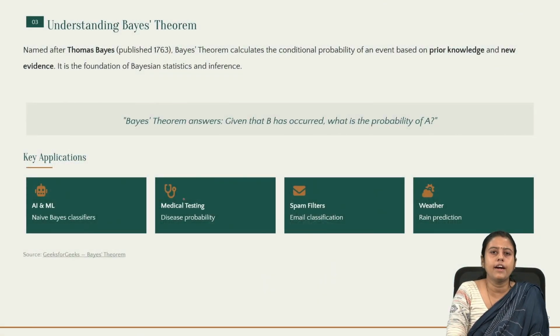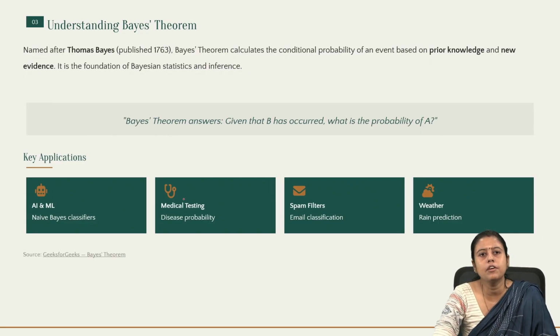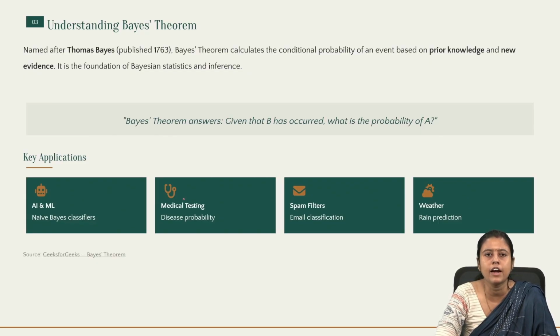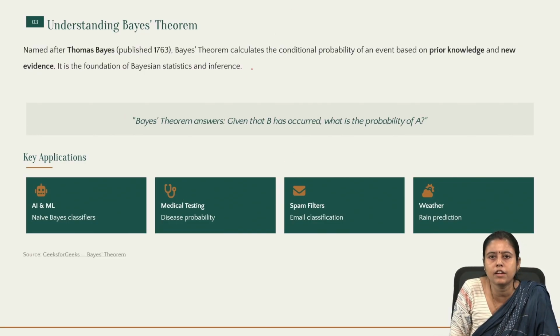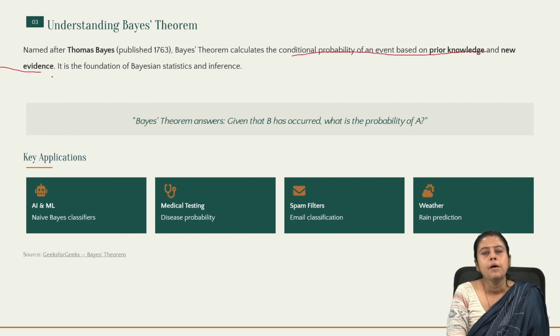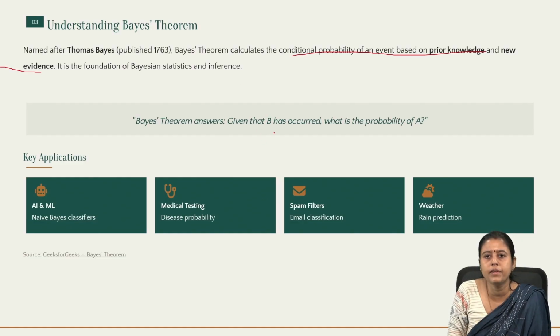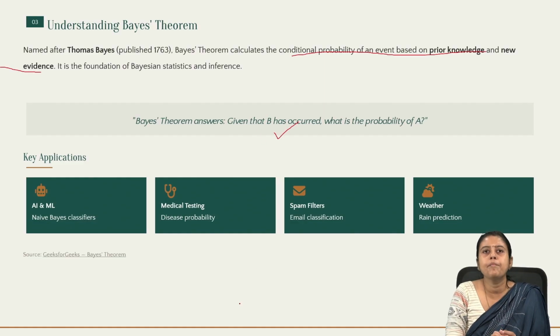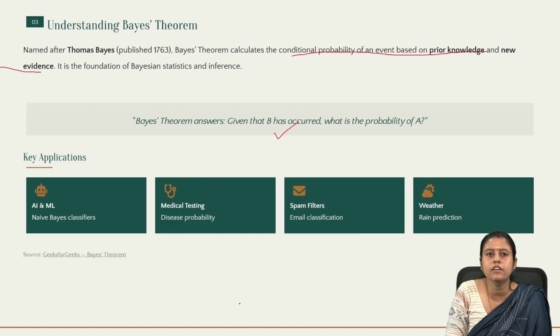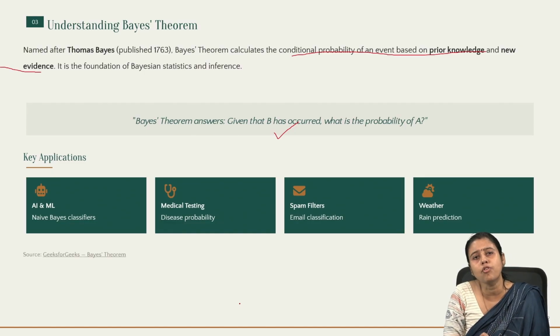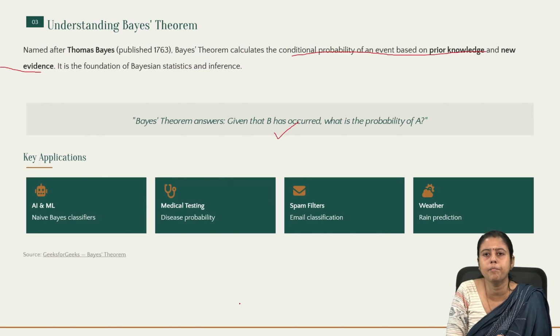So based on this, we are writing the Bayes theorem. Bayes theorem is named after Thomas Bayes in the year 1763. Bayes theorem calculates the conditional probability of an event based on prior knowledge or new evidence. Bayes theorem is one of the backbones of machine learning. It answers: given B has occurred, what is the probability of A? What does it mean? If A and B are dependent on each other, and B has already occurred, what is the chance of A?